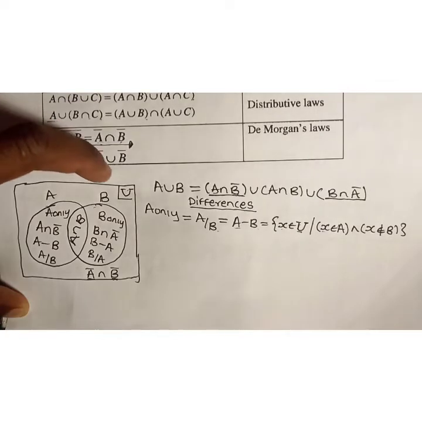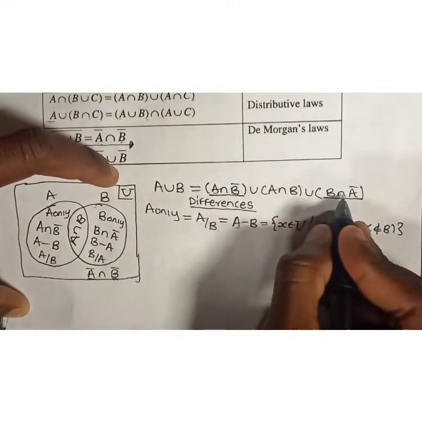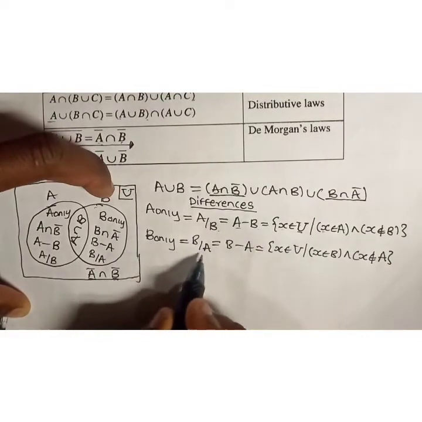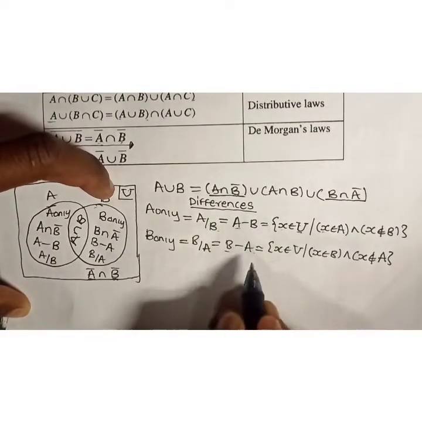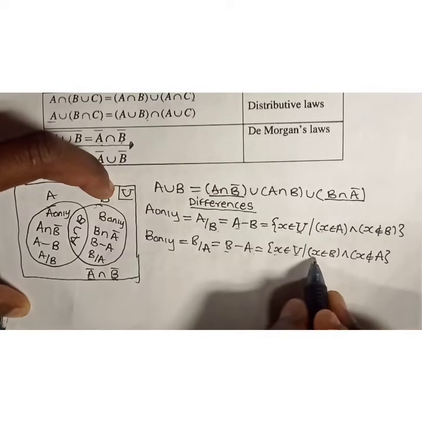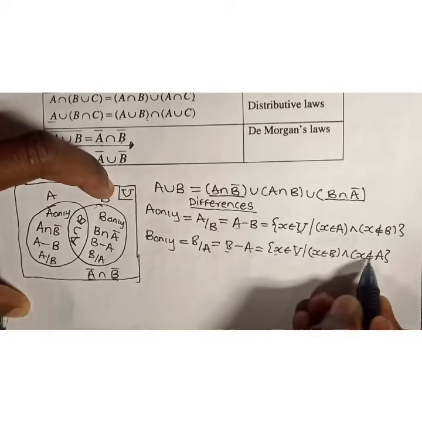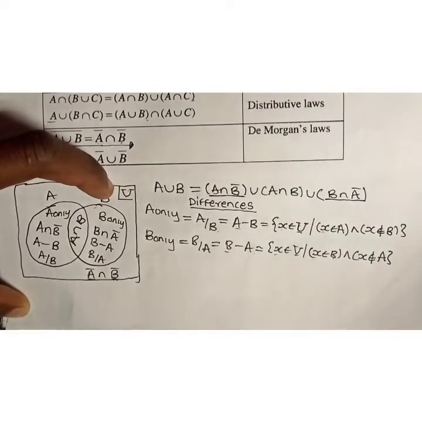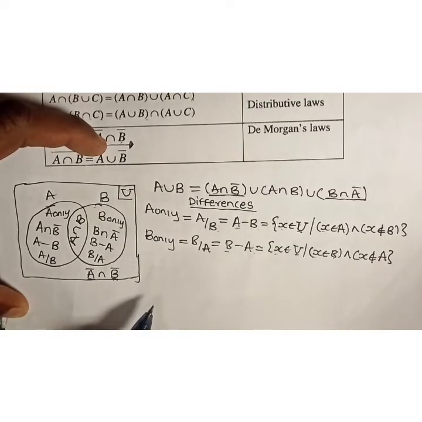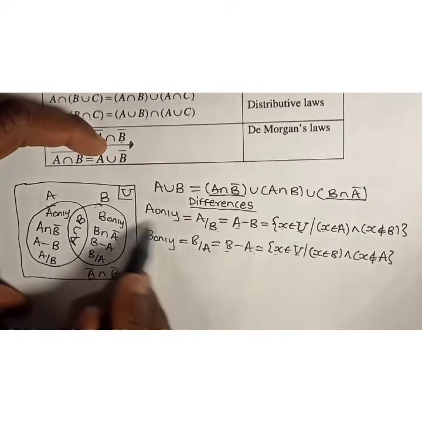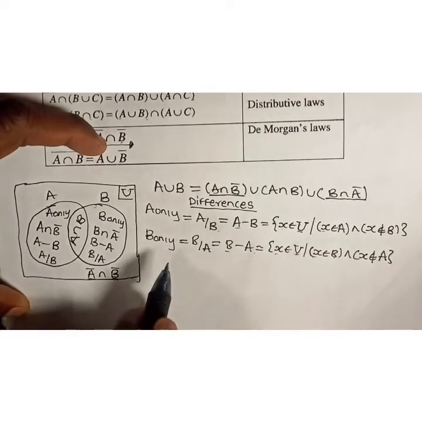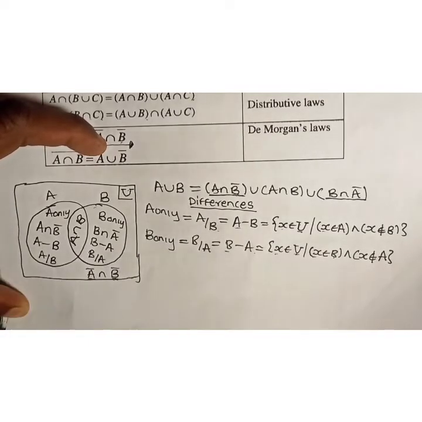And B only, which is B intersect A complement, also denoted by B slash A, which is B minus A, given by a set of X that is an element of the universal set such that X is in B intersect X is not in A. So A only and B only are the differences. And the union of A only and B only is called the symmetric difference.